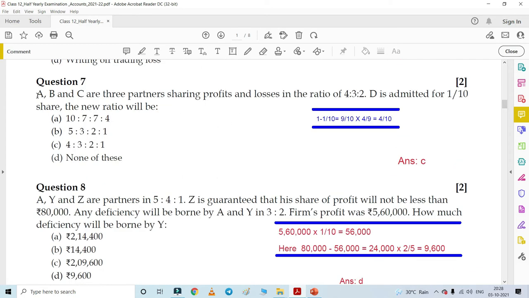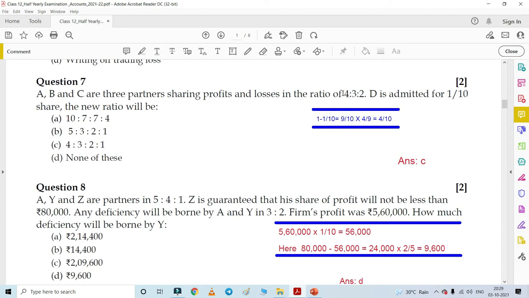Now the next question is: A, B, C are three partners sharing profit and losses in the ratio 4:3:2. D is admitted for 1/10 share. The new ratio will be what? These are the ratios given and you have to find out the new ratio. Now how to find out? Just see. Let the total share be 1. From the total share, if you deduct this 1/10 share for which D has been admitted, we will get the amount left to be shared between A, B and C, that would be 9/10.